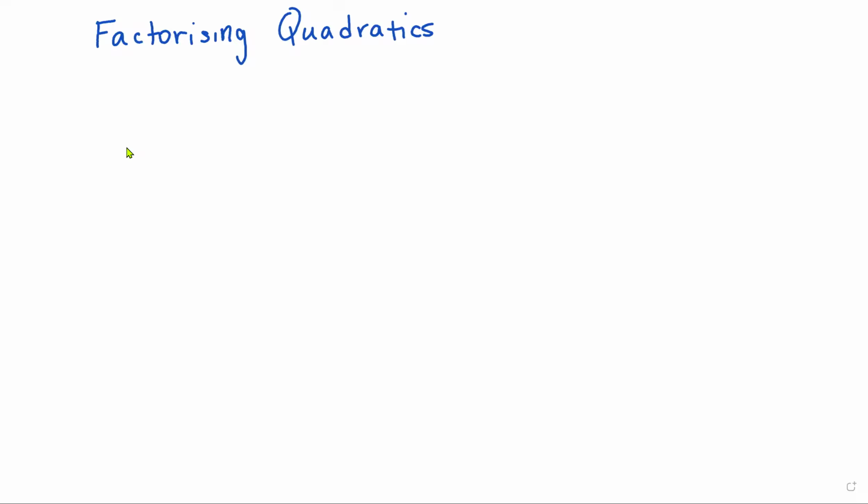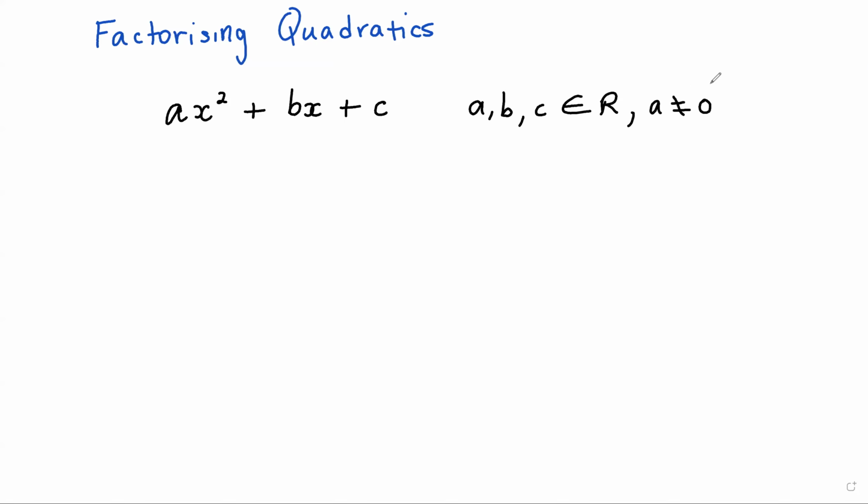In general, the standard form of a quadratic is ax squared plus bx plus c. This is a quadratic expression where a, b, and c all belong to the real number system, right? A cannot be equal to 0 because if A is equal to 0, then you would have no term in x squared, and therefore it will no longer be a quadratic, it'll be a linear expression.